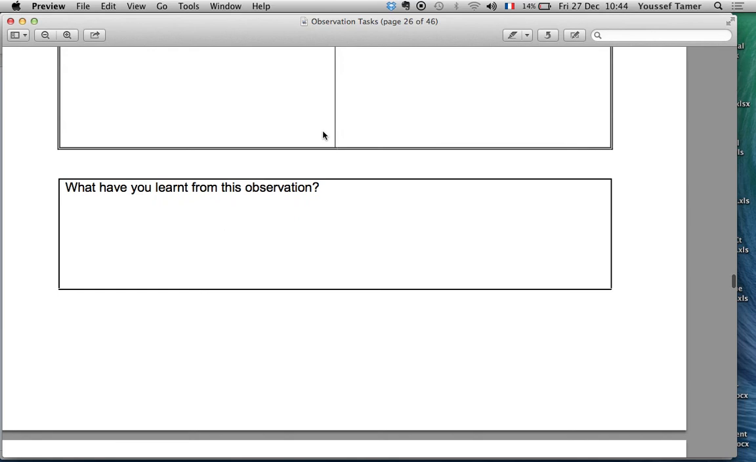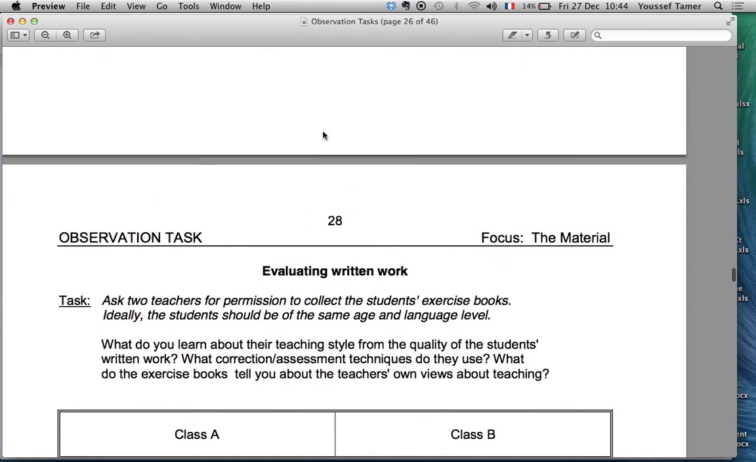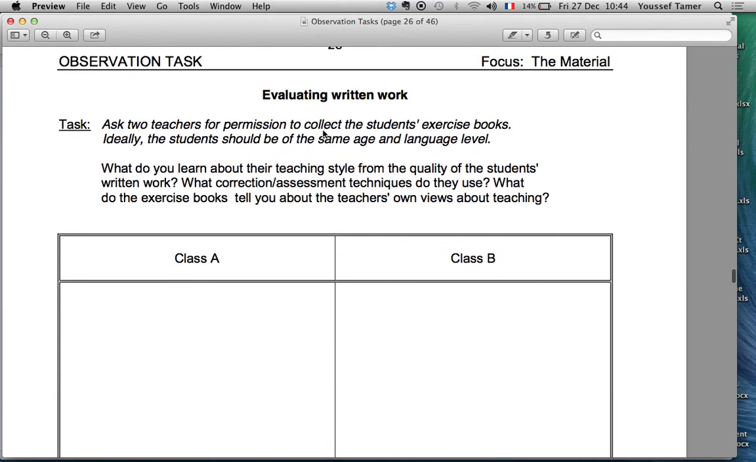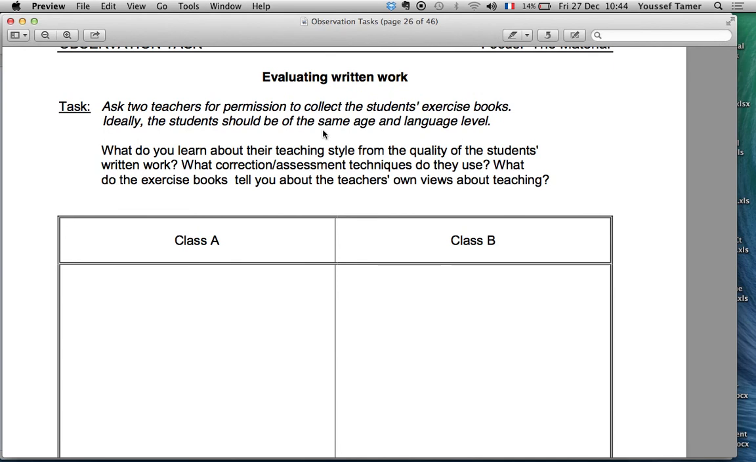Now let's go and have a look at this evaluation. Evaluating written work. Ask two teachers for permission to collect the students' exercise books. Before asking the students, ask for permission from the teacher, from the mentor, okay?